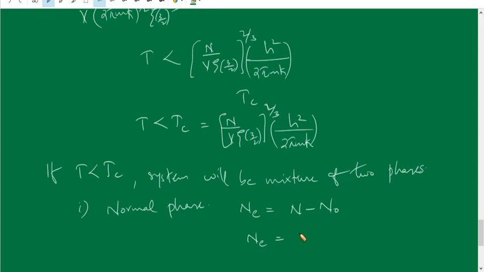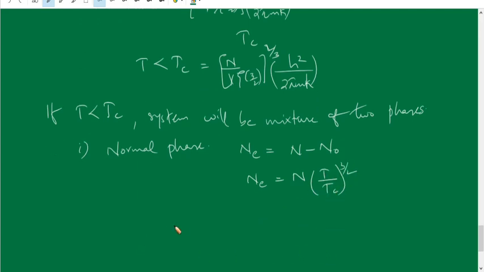The excess number of particles from the excited states will be pushed towards the ground state. So Ne will be equal to a fraction of n, t divided by tc whole raised to 3 by 2. This much fraction of n will be Ne. This is the normal phase. So if T is less than Tc, there will be a normal phase with excited state particles, and the second is the condensed phase.